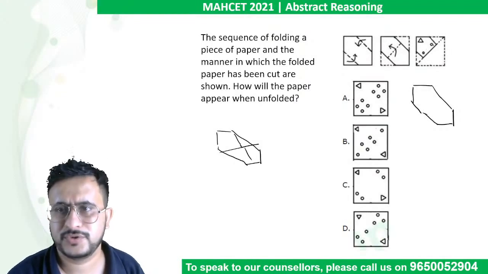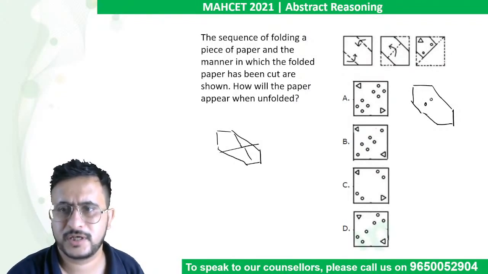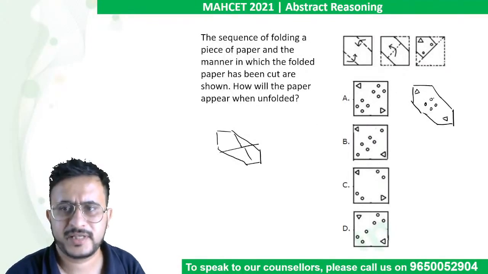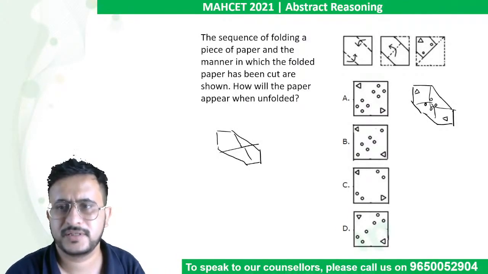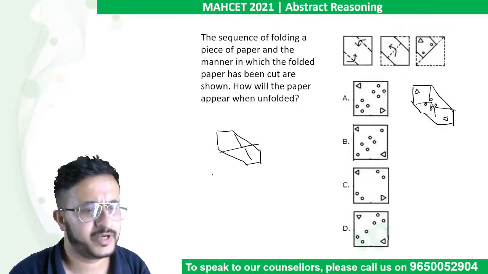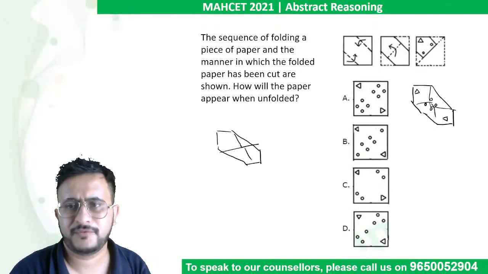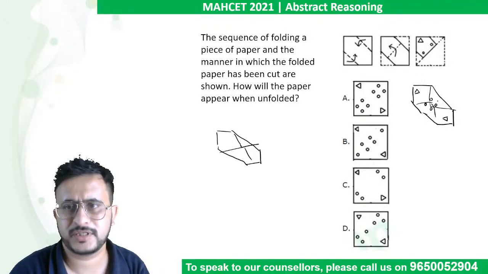Right. So you had two circles here. So you'll have two circles up and two circles down, right? And then you had a triangle cut like this. So there will be a triangle cut like this. Okay. Now when you open this, now what has happened? When you closed it, it was something like this, right? So it was overlapping like this. So when you unfold it, what will happen? There were two circles that were here and two circles this side.